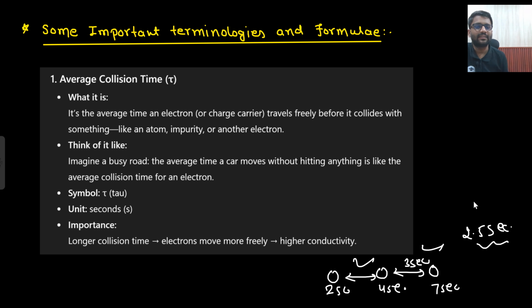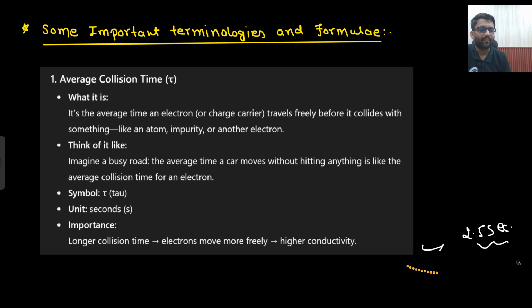Or you can define it as the average time between two successive collisions. That is known as average collision time. Okay, very simple thing. And this line also you will be able to relate. If collision time is more, what does that mean?